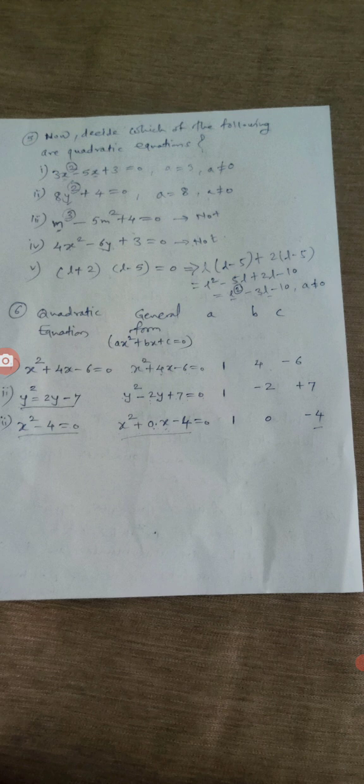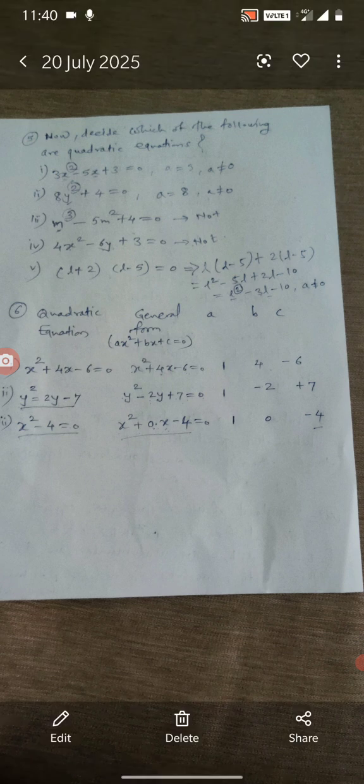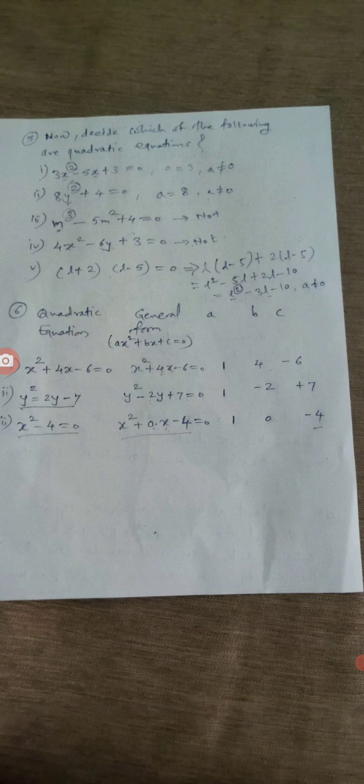So in this session, we have learnt about the quadratic equation, how to decide whether the given equation is quadratic or not, and representing the quadratic equation in generalized form and identifying the values of a, b and c. Thanks.